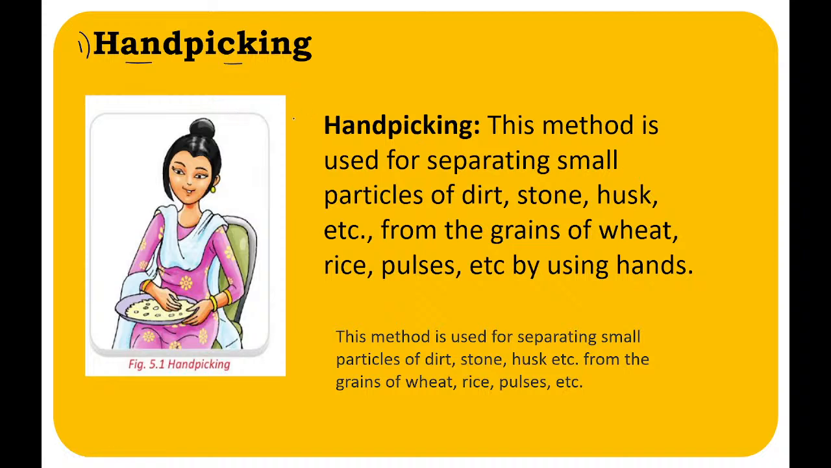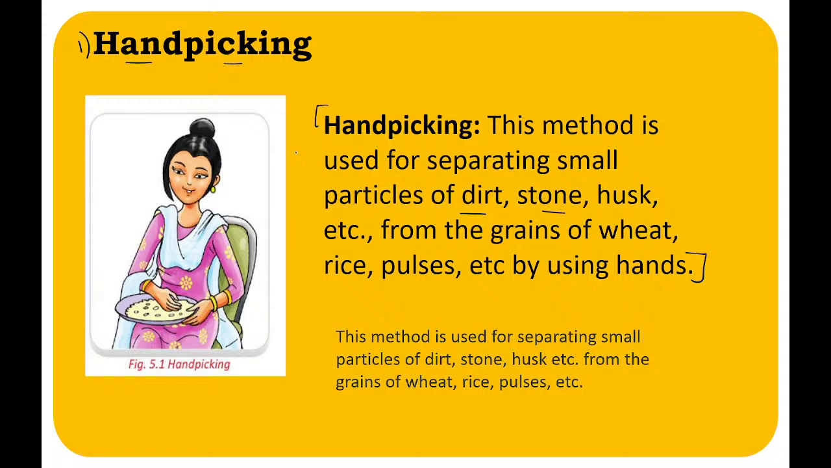This method is used for separating small particles like dirt, stone or husk which are present in the grains. Suppose there are grains, and most of the time you don't get pure grain from the market. Some kind of impurities will always be there, so you need to separate them. So you use your hand. You must have seen your mother or grandmother, or whoever does the cooking at home, sort out the grains before cooking and try to remove whatever stones or dust particles are there, no?